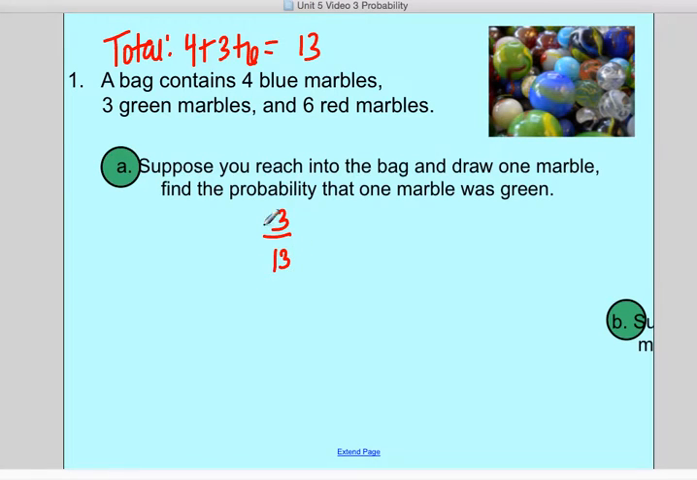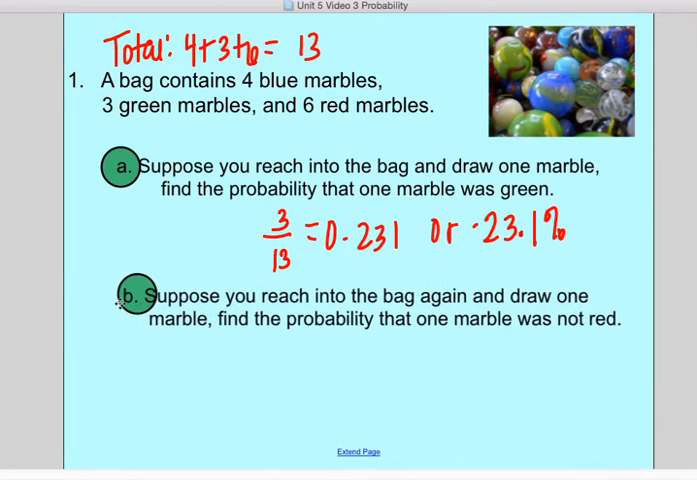You can leave your answer as a fraction that is reduced all the way, or you can put it as a decimal. 3 divided by 13 is 0.231. Remember, round to 3 decimal places. You can leave it as a decimal, or just so we understand, this means that getting a green is a 23.1% chance of happening.